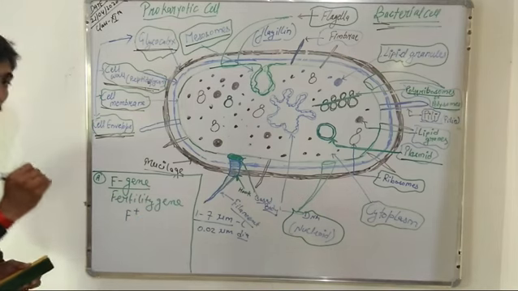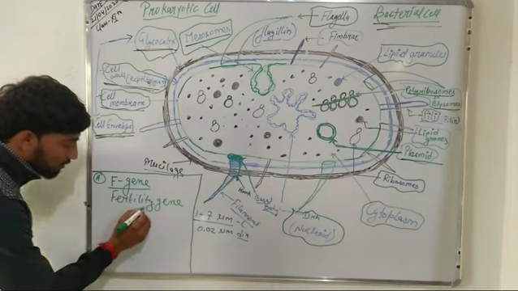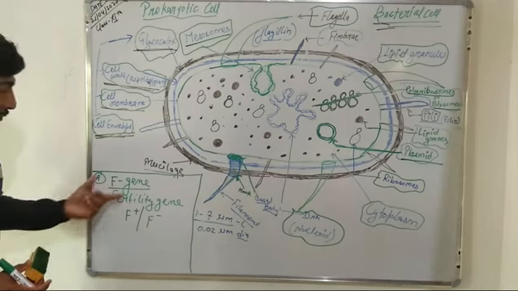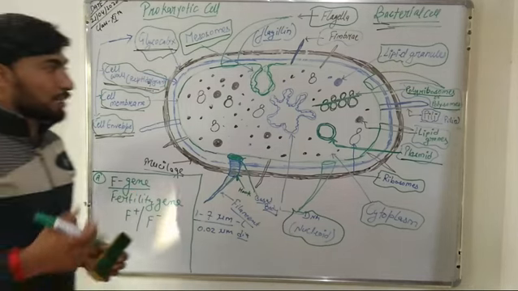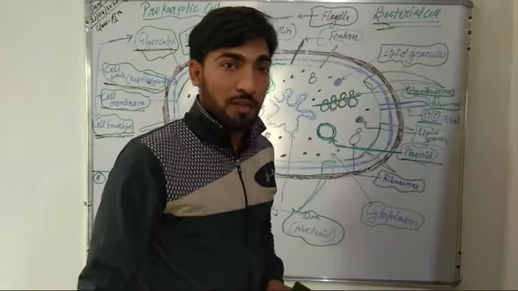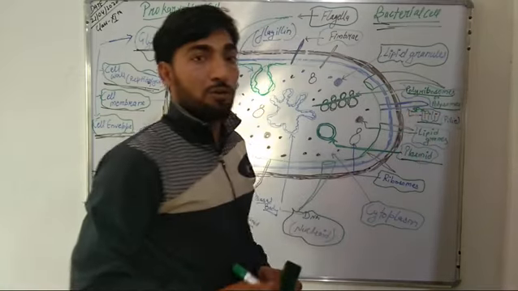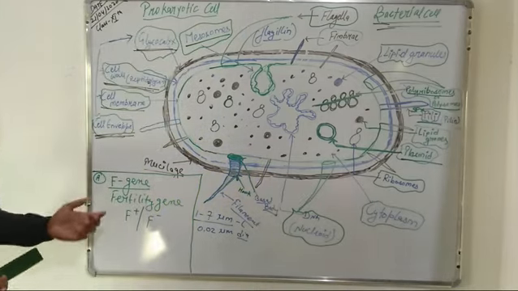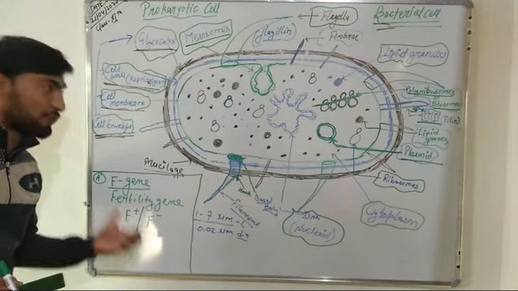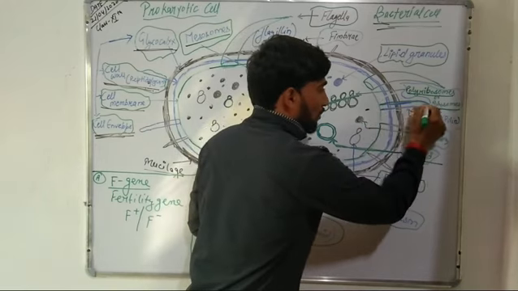And if the plasmid is not present, then this F gene will be absent in the bacterial cell, and that bacterial cell is known as F negative bacteria. Further, this F gene is responsible for the formation of villi. These villi are known as sex villi. Why are these known as sex villi? Because these are formed due to this fertility gene.